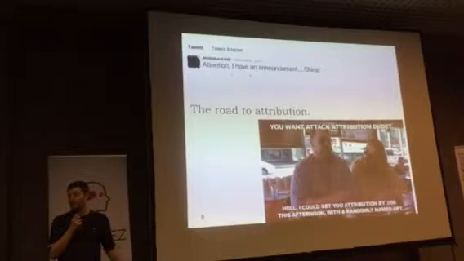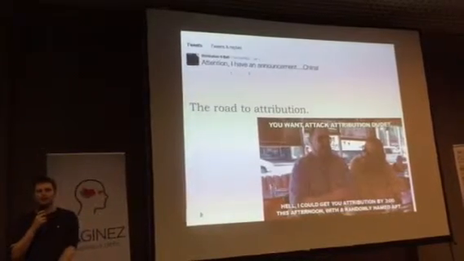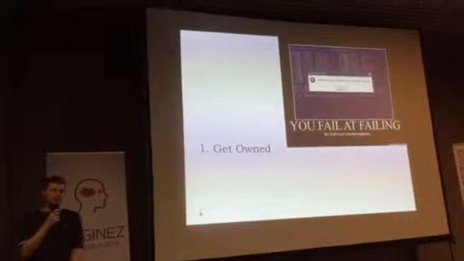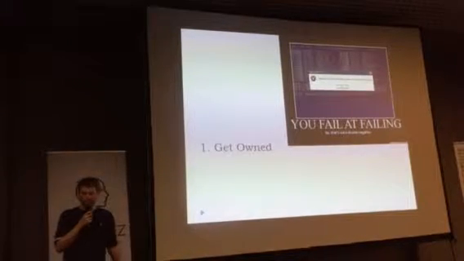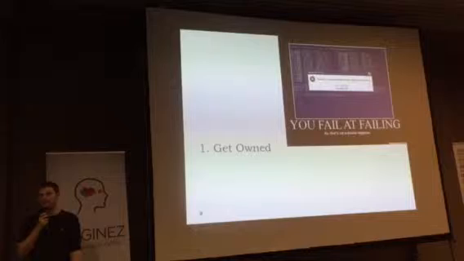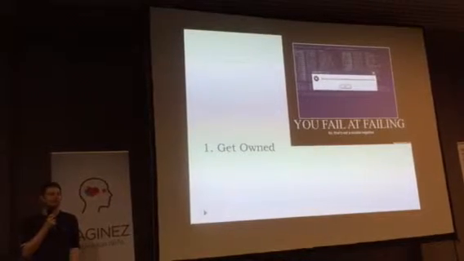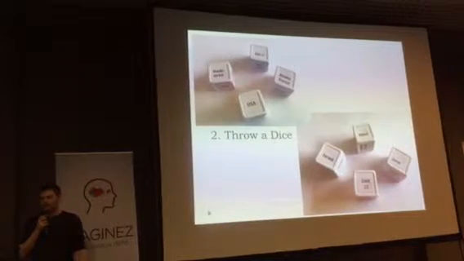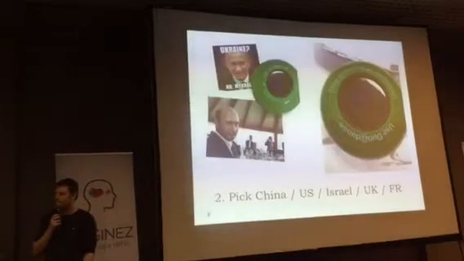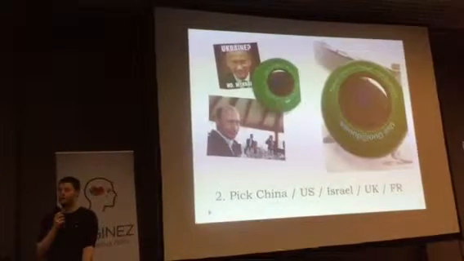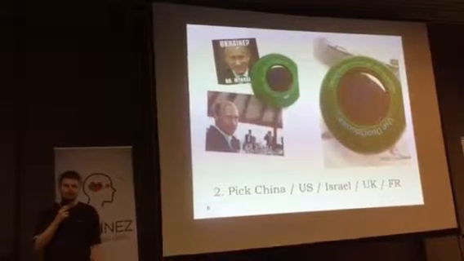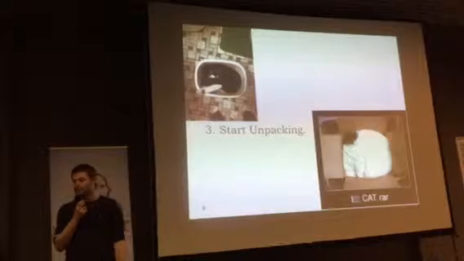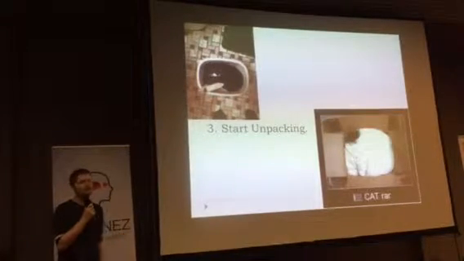So we have basically 3 basic stages that you have to go through before you start unpacking. First one is you have to get owned. That's pretty simple nowadays, because everyone's using APTs and stuff like that. Second one is you have to throw dice, and you have to name some group. The third one, you have to pick China, Israel, France, or whatever. And then you have to start unpacking, which is what we're doing.